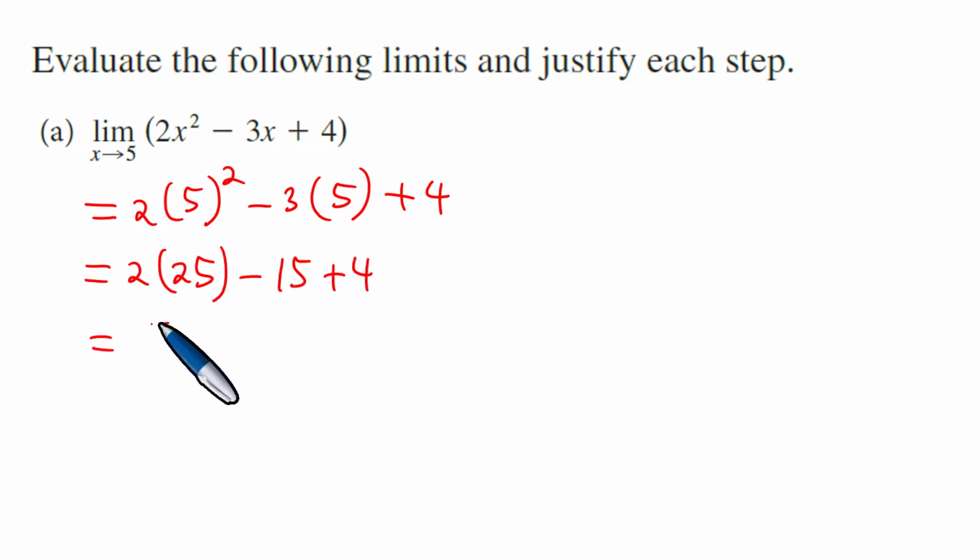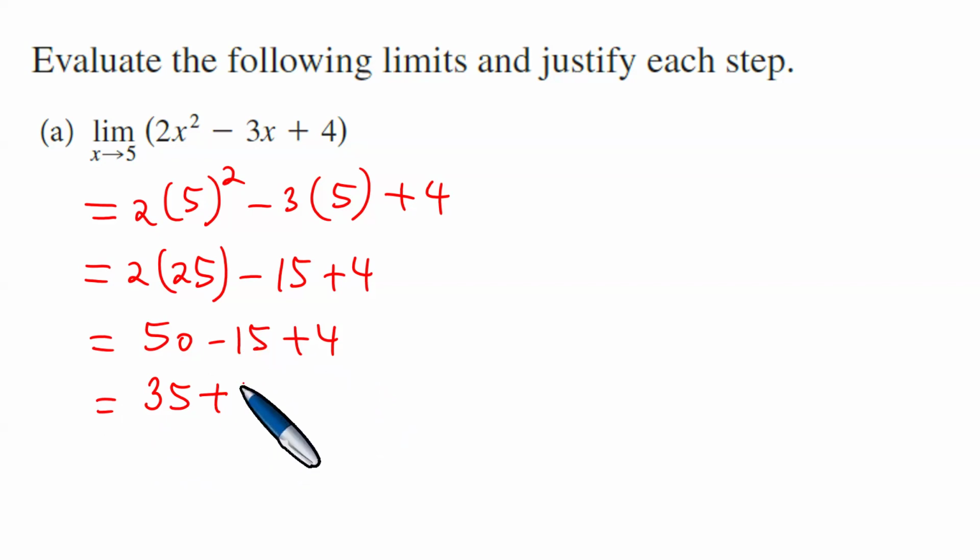What is 2 times 25? 50. 50 minus 15 plus 4. What is 50 minus 15? Is it 35? Okay. Plus 4, which is exactly what? 39. It appears that it is 39, correct?